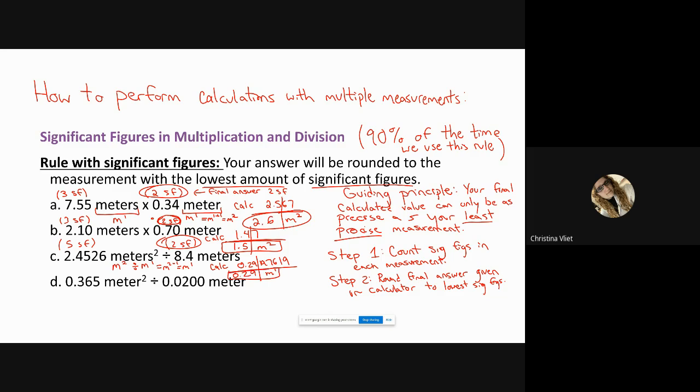And are you expected to write units in this class? Yes, all your answers should have the correct units following them.